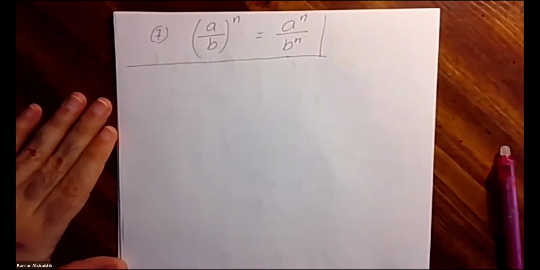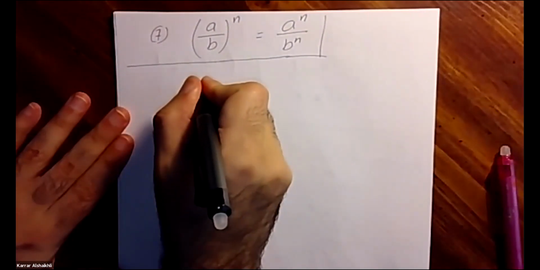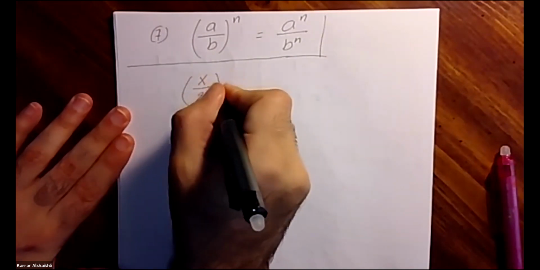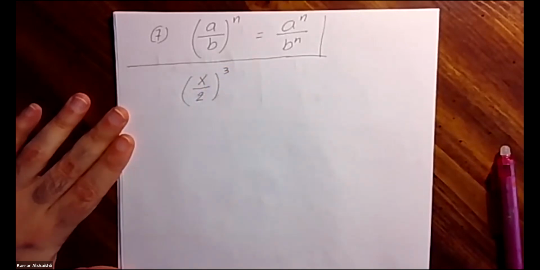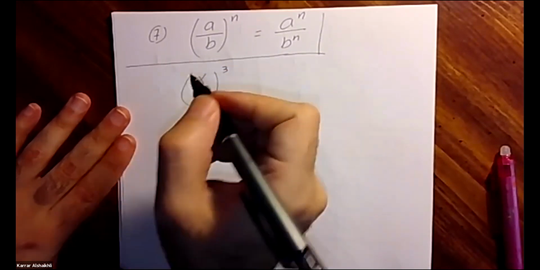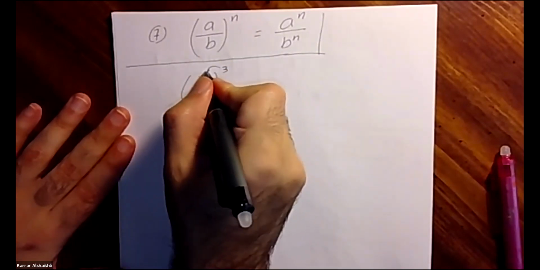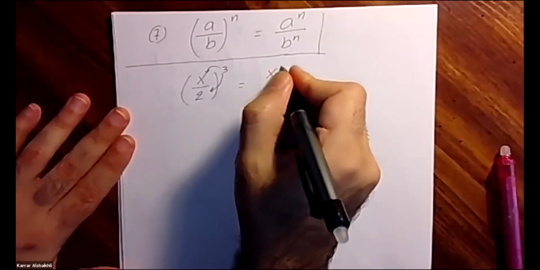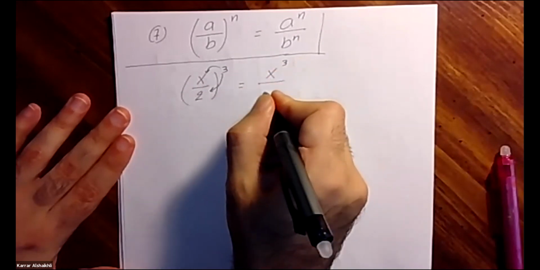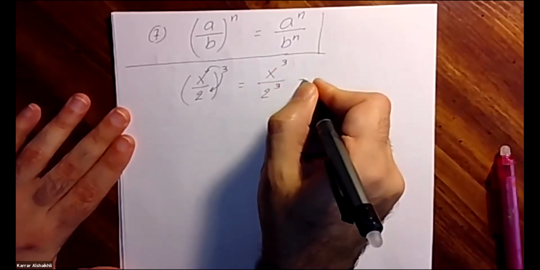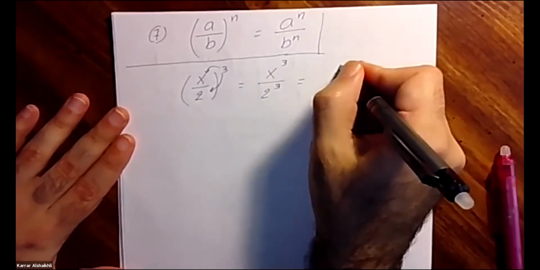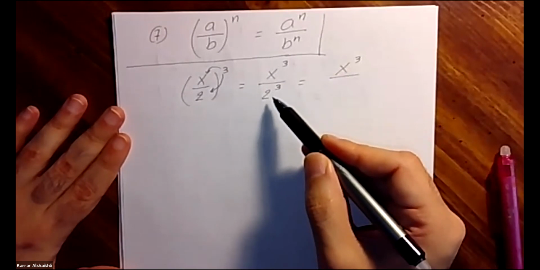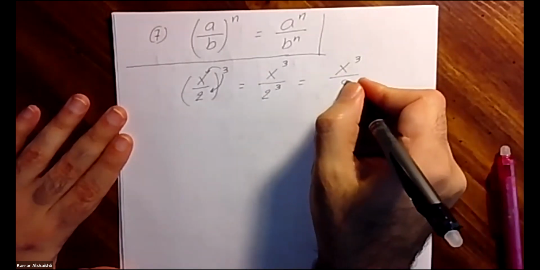Example for that, x divided by 2, cubed. You're going to distribute the exponent on the top and on the bottom. So it's going to be x cubed over 2 cubed. That means 2 times 2 times 2. So it's going to be 8.